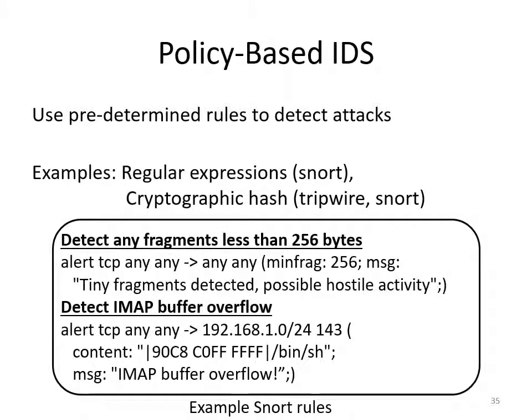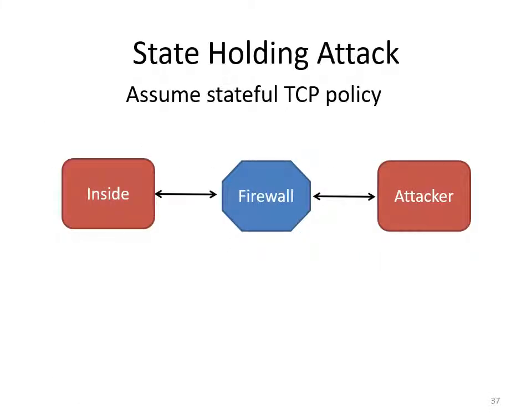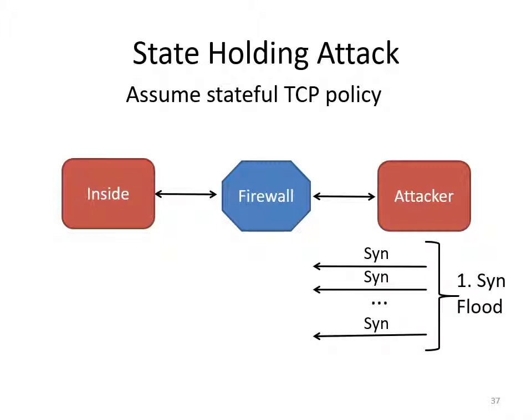Okay, so we talked about policy-based IDSs, we talked about anomaly detection, and a little bit on attacks here. One of the problems with a state holding firewall or IPS or IDS is that you have to store state. Once you have to store state about everything, you can launch an attack. A SYN flood is an example of this, where you increase the amount of state the firewall has to store to the point where it can't keep track of all of it.